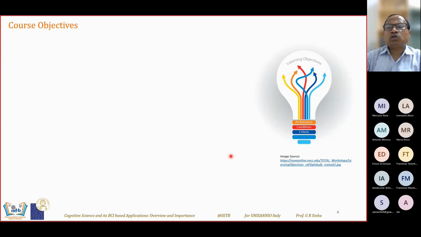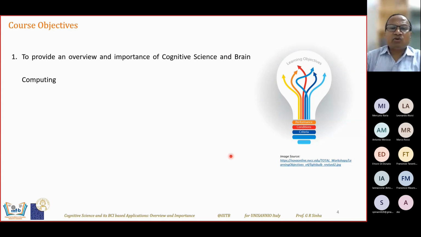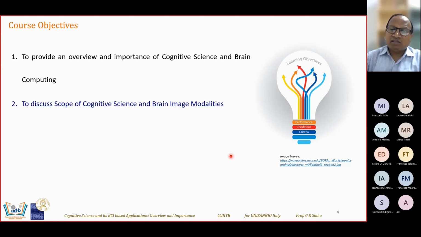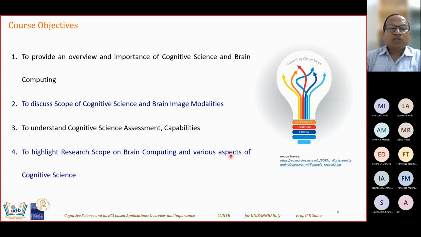So what are the main course objectives? What are the learning objectives we are planning? Number one, to provide an overview and importance of cognitive science and BCI; to discuss the scope of cognitive science and brain imaging modalities, because we need to understand the different modalities, which signals are used and what their scopes are; to understand cognitive science assessment and its capabilities; and finally to highlight research scope on brain computer interface or BCI and a number of aspects of cognitive science, how and where they are used, and how the cognitive science domain helps. We will try to understand that.